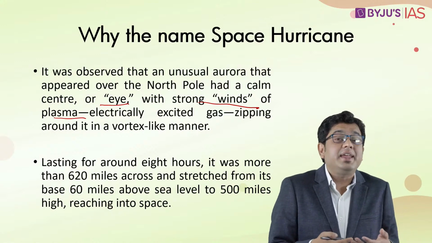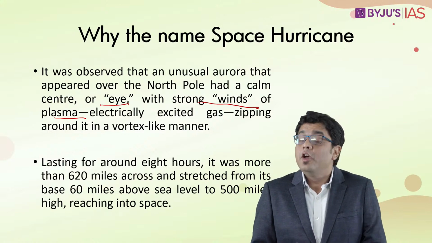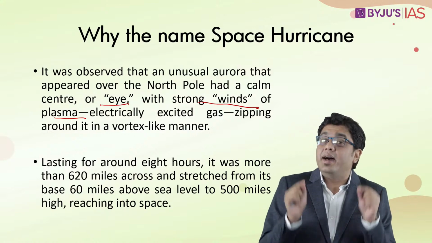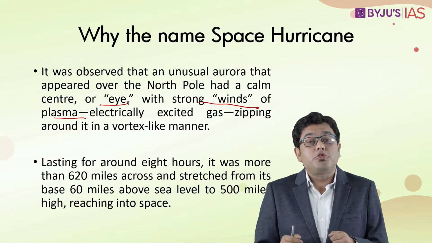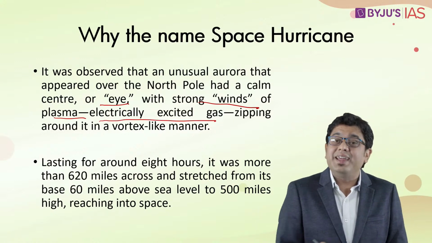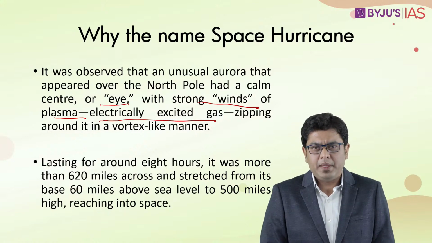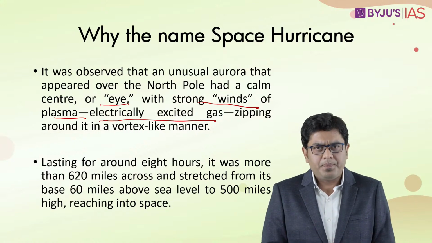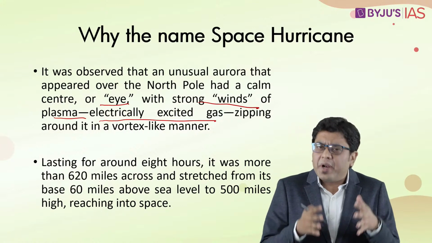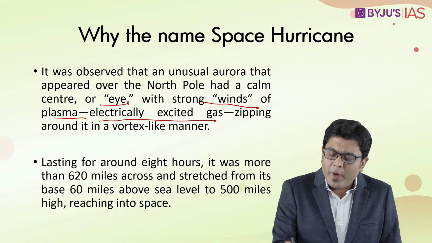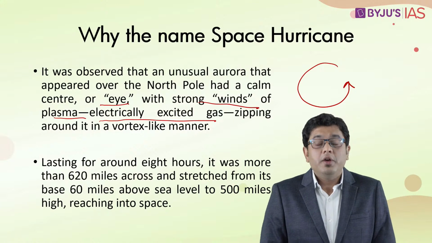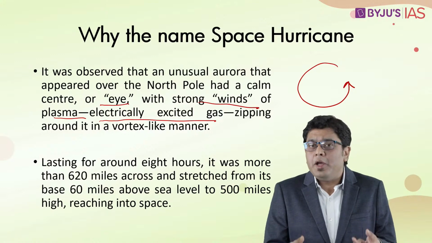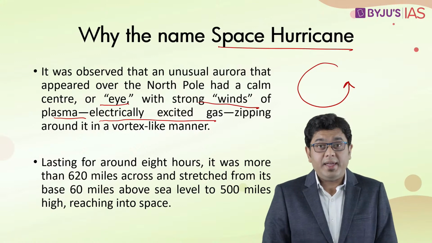In the case of normal hurricanes which occur on the Earth's surface, we experience movement of air particles. But in the case of space hurricanes, there is a very strong movement of plasma or electrically charged gas particles. And that is why such a colored pattern is experienced. But more importantly, the presence of a distinct eye along with an anti-clockwise motion which was observed in the northern hemisphere, that is what led to the naming of this phenomenon as a space hurricane.